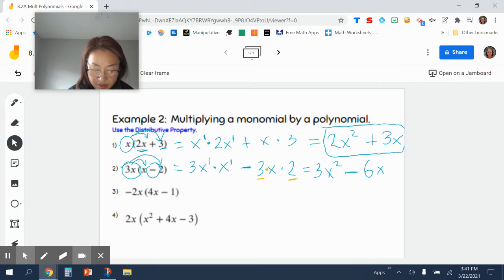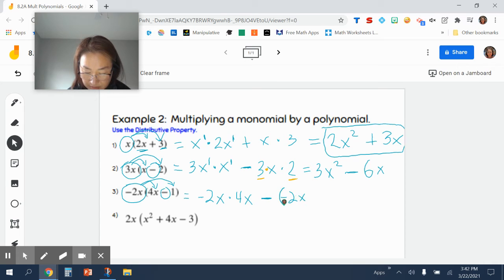And the only thing you have to watch out for in the third problem is that there is a negative sign. So remember, you're going to distribute to everything inside. The first one is negative 2x times 4x. And then don't forget, I got to put this minus first. Minus. And what am I multiplying with? I'm multiplying negative 2x times 1.